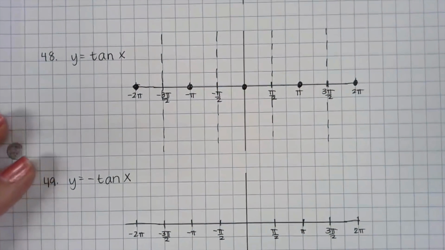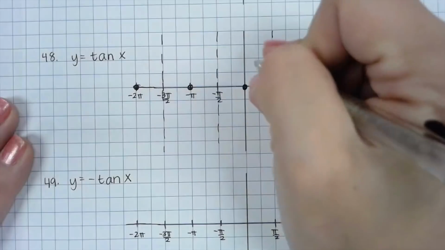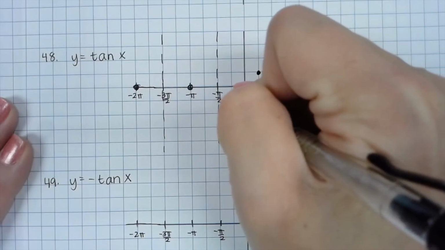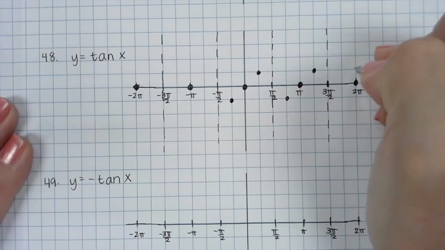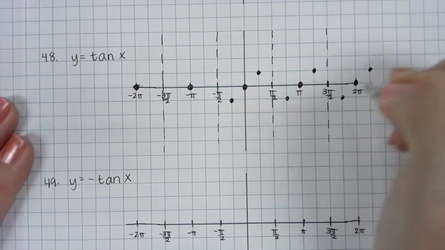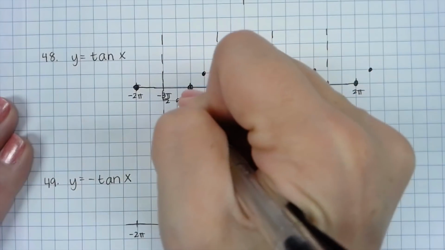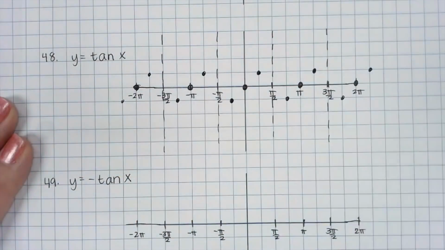So once you have those dashed lines drawn in on your graph, then you can put in the other important points. Tangent is 1 at pi over 4 and at negative pi over 4, it's at negative 1. And so then that pattern will continue on all of these. Now what you want to be careful of, though, is that these 3 points that I'm drawing in each of these places look like they're in a straight line, but they're not.